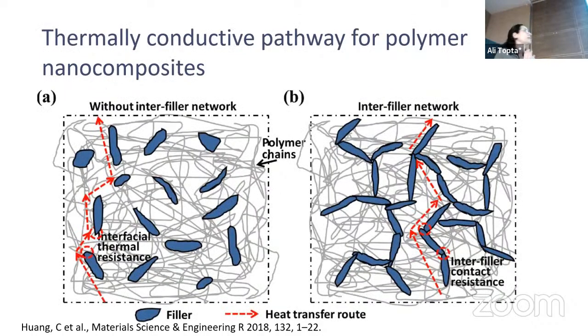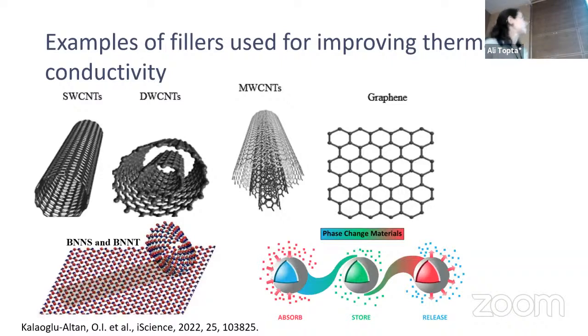If conductive fillers are added at a sufficient amount to the polymer, a conductive network can occur within the system, so we can improve the thermal conductivity of the composites. And these are the examples used mainly in the literature for improving the thermal conductivity, including graphene, carbon nanotubes, boron nitride nanotubes, or some phase change materials.